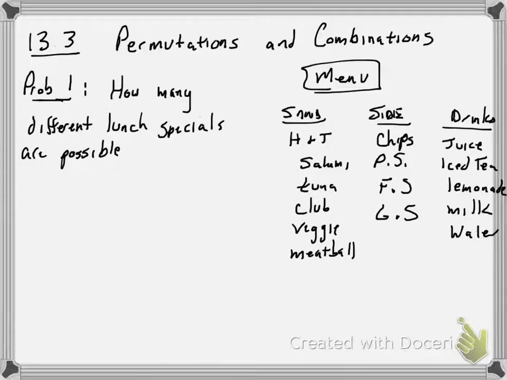13.3 is about permutations and combinations. We'll get more into that. I'm not real worried about the absolute formulas of it because it's a lot of calculator-driven stuff, so we'll talk about that a little bit more in class. But how many different lunch specials are possible out of this menu?